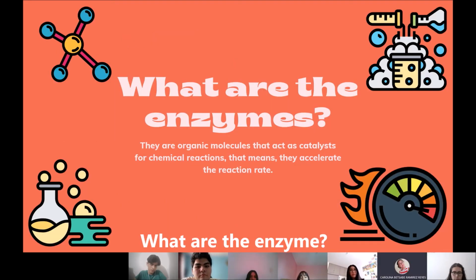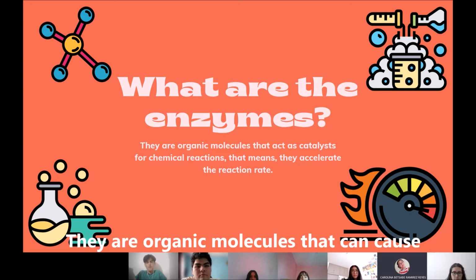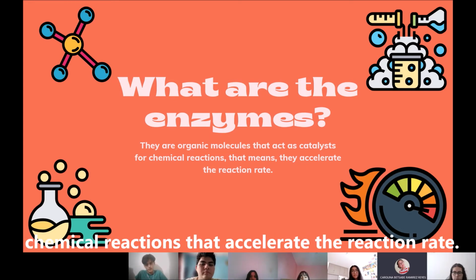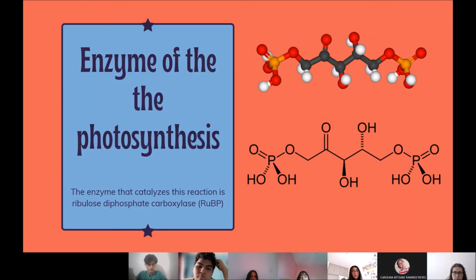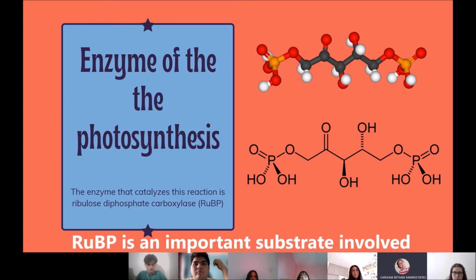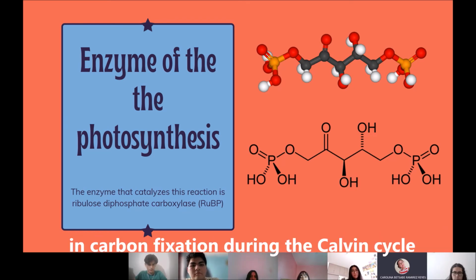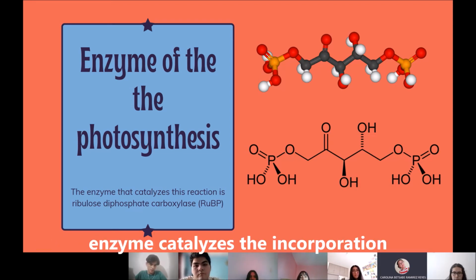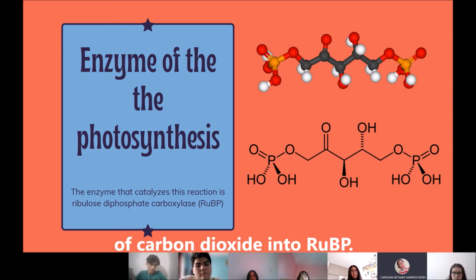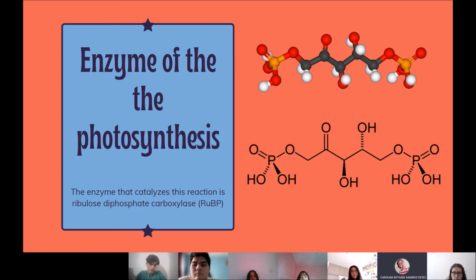What are the enzymes? They are organic molecules that can cause chemical reactions that accelerate the reaction rate. RuBP is an important substrate involved in carbon fixation during the Calvin cycle of the dark phase of photosynthesis. The enzyme RuBisCO catalyzes the incorporation of carbon dioxide into RuBP.